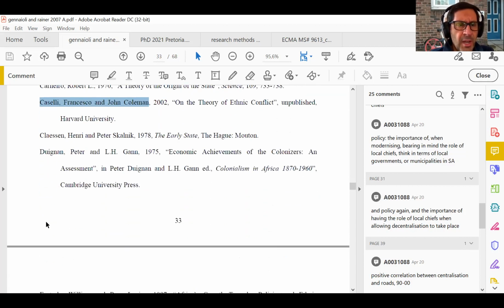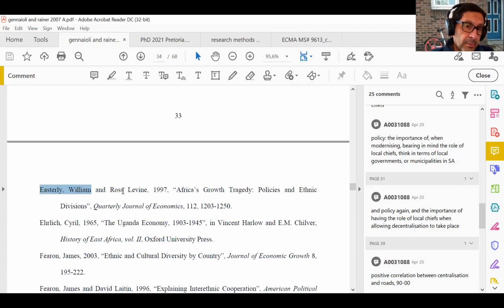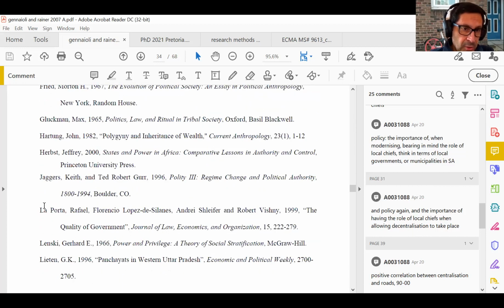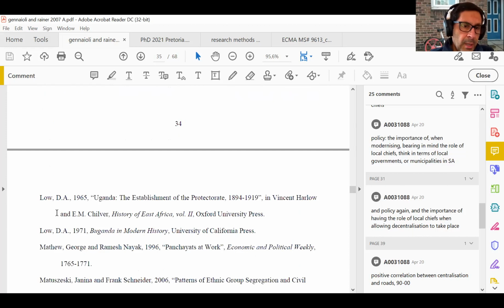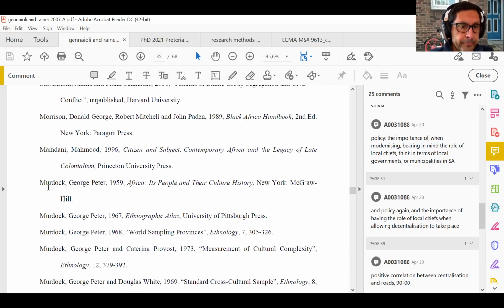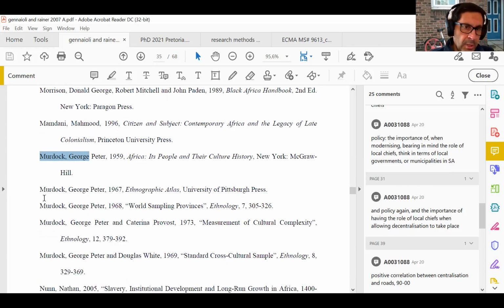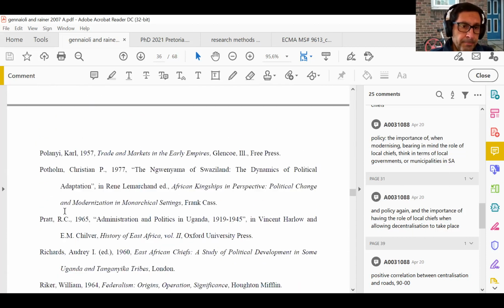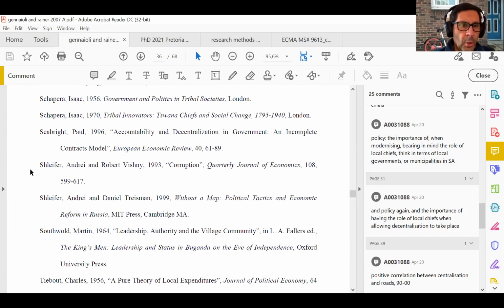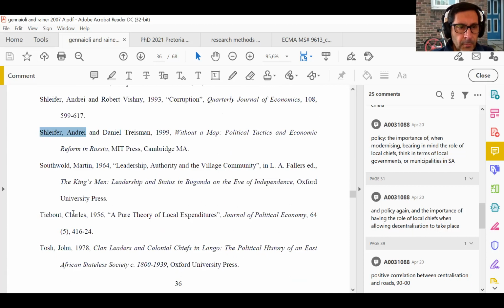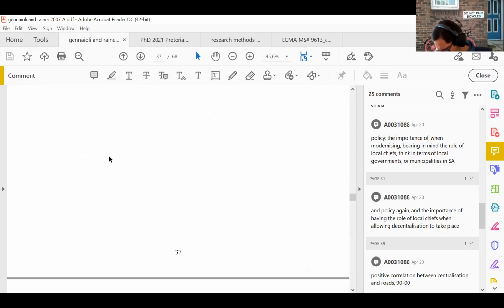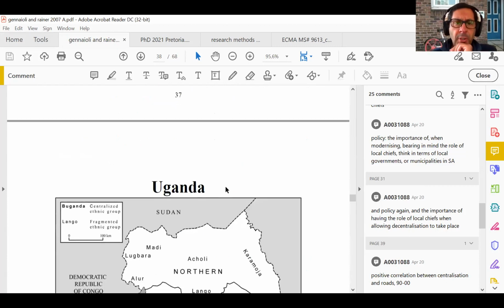Francesco Caselli. Those are William Easterly and Ross Levine. Those are respectable names. That's also La Porta. Respectable names in our profession, folks. Right? Murdock. And you can see that Murdock was doing his research back in the 50s and 60s, right? Nathan Nunn. Shleifer again. There we go. Okay, let's go to the tables.